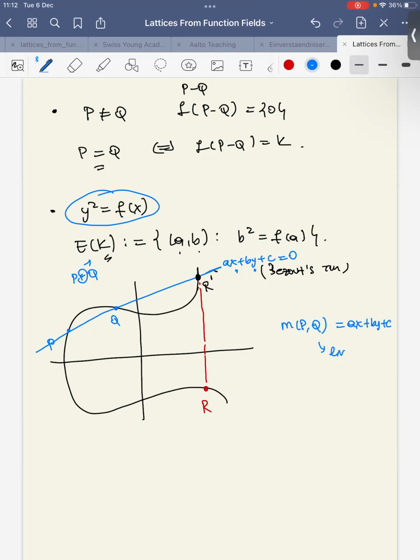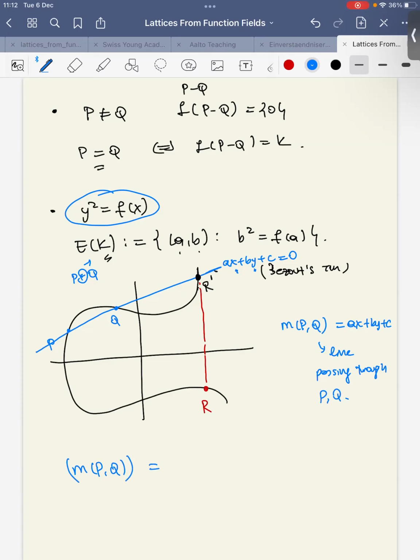This is a line passing through the points P and Q. And indeed, this is a function, right? Because x and y are functions in our function field, the linear combination should also be a function. So we can talk about its principal divisor.